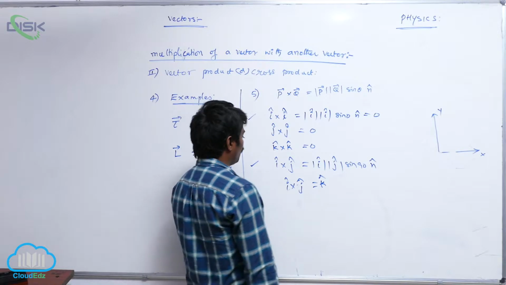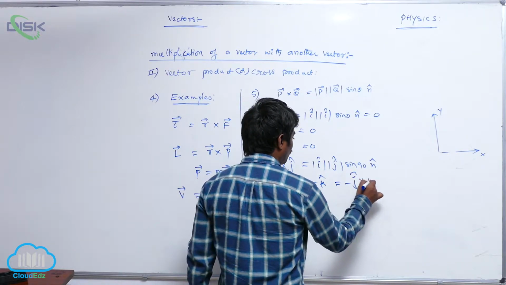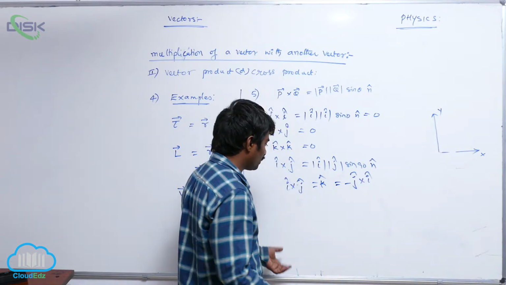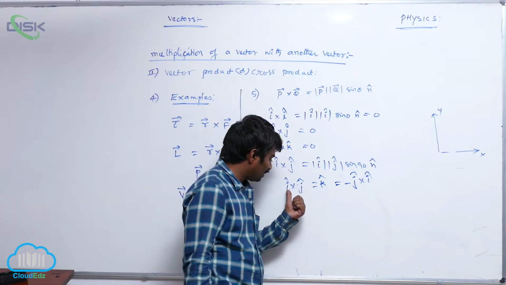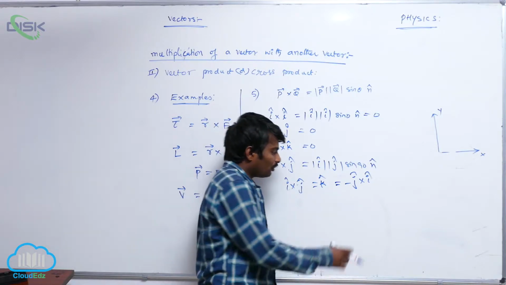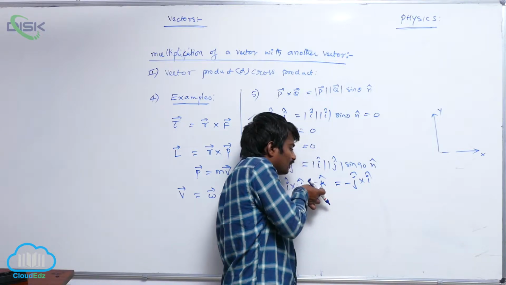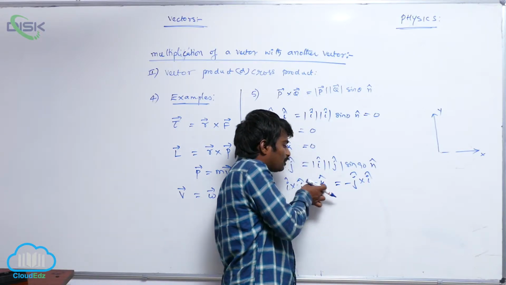But we know i cap cross j cap is equal to minus j cap cross i cap. That means if you are asked to calculate i cross j, you write down k cap. If you want to do j cross i, send this minus to this side, that means minus k cap.